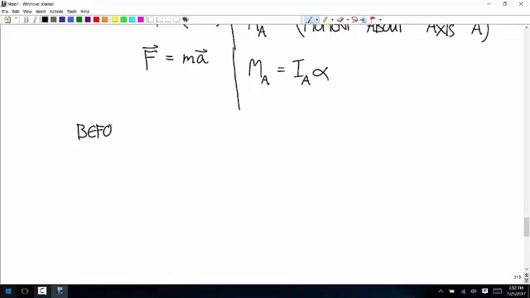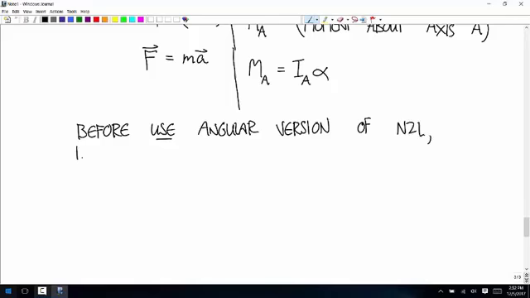So before we can use the rotation, let me call it angular, before we can use the angular version of Newton's second law, we have to define the mass moment of inertia I_A and the moment about A, M_A.